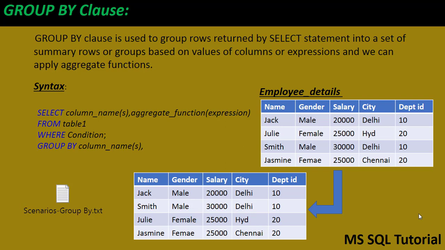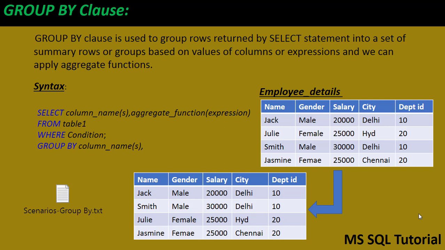Now we will see the syntax for the GROUP BY clause. The syntax is: SELECT column names, comma, aggregate function expression FROM table1 WHERE condition GROUP BY column names. With GROUP BY, you need to apply an aggregate function. What are the aggregate functions that we have? Such as sum, average, minimum, maximum, or count, applied to each group to get the output summary information.